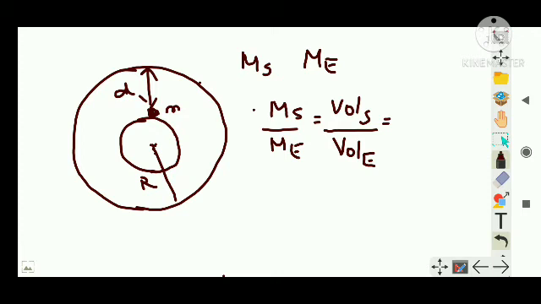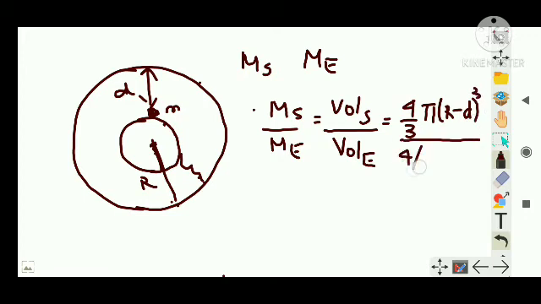Now what is the volume of the smaller sphere? It is 4 by 3 pi. What is the radius of the smaller sphere? It is R minus d. This much section is d, so this distance will be R minus d. So I will write it as 4 by 3 into pi into (R minus d) whole cube divided by 4 by 3 pi R cube. That is the volume of Earth, right? So I can cancel these things. So I can write Ms by Me is equal to (R minus d) whole cube divided by R cube, right?